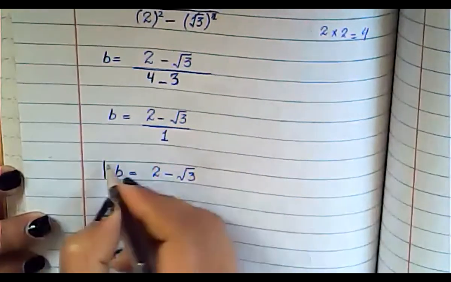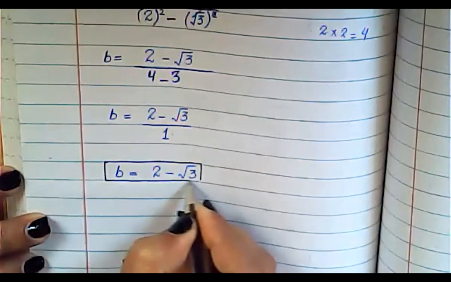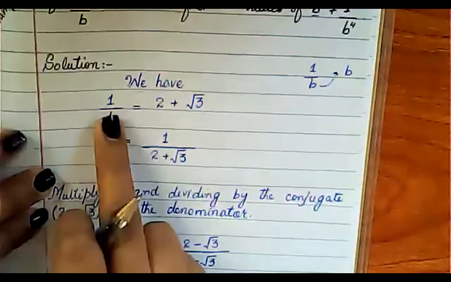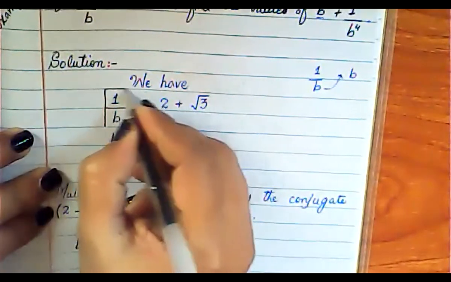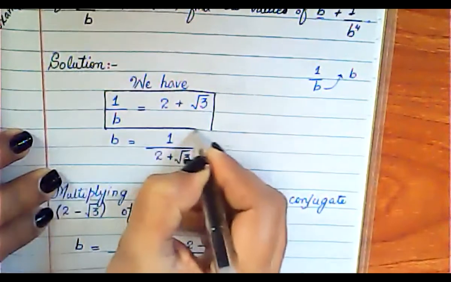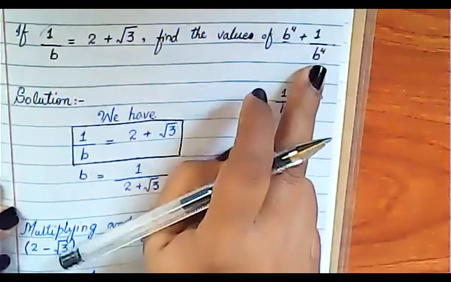So you will make the box here. Now you have the values of both the terms. b is equal to 2 minus under root 3, and 1 upon b is equal to, which is given. This thing is given to you. So 1 upon b is equal to 2 plus under root 3. Now look here. What you require is b4 plus 1 upon b4.